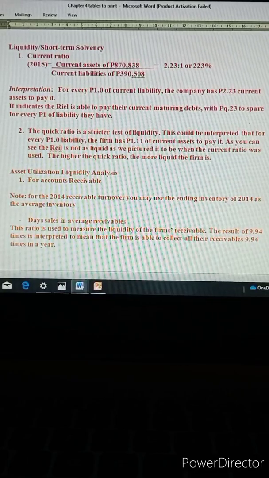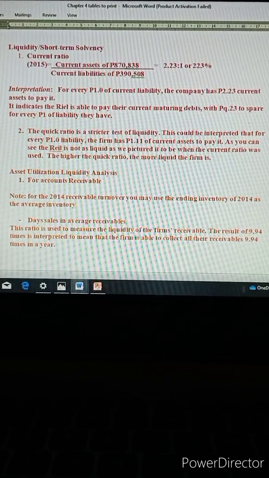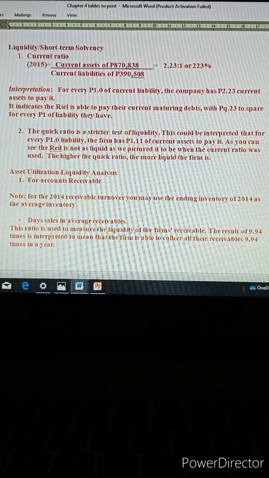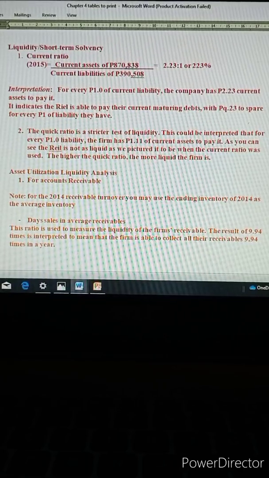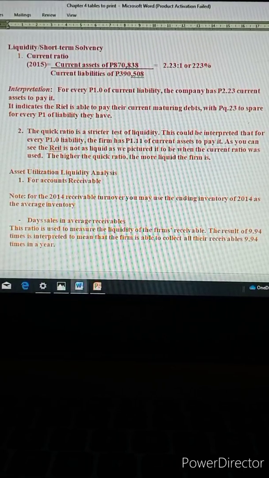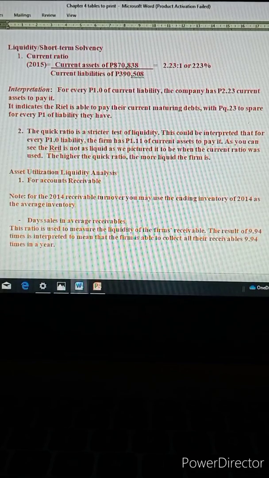So now let us refer to the illustration that I have given before. First, in liquidity or short-term solvency. Number 1, current ratio. In 2015, refer to the illustration. The formula is current assets of 870,838, that is the figure in the illustration that I have shown you before, over current liabilities of 390,508 pesos.